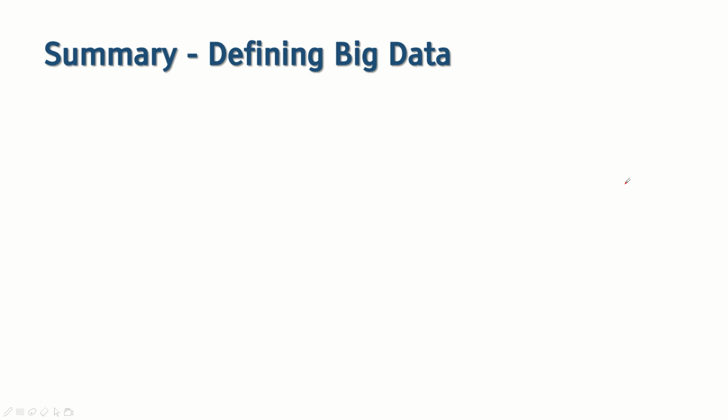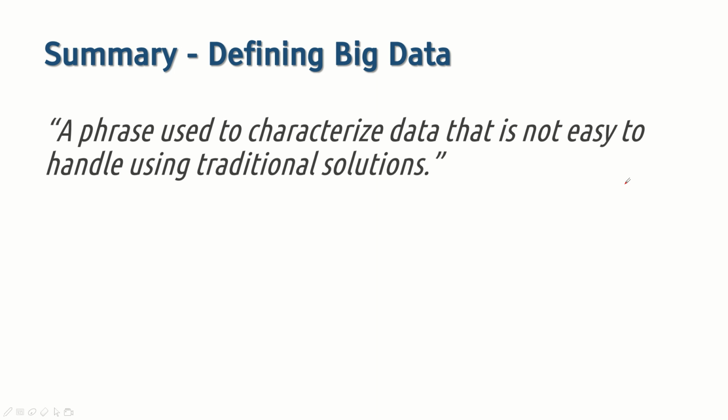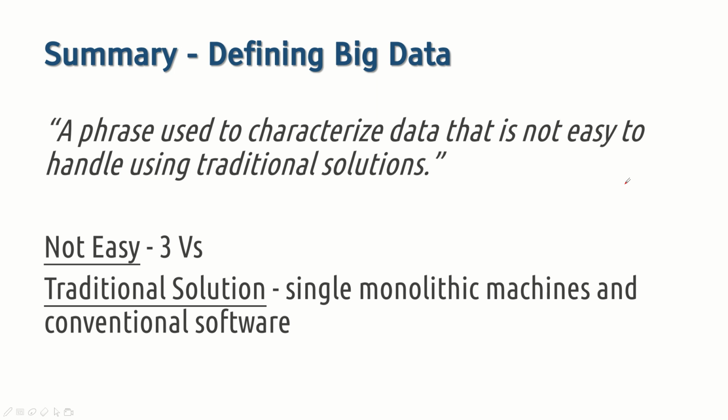So in summary, we can define big data as a phrase used to characterize data that is not easy to handle using traditional solutions. And we have covered using the 3 V's when it is not easy to handle the data. And we have also defined what a traditional solution is. Just as a reminder, a single monolithic machine with conventional software is a traditional solution. And this is how I prefer defining big data.